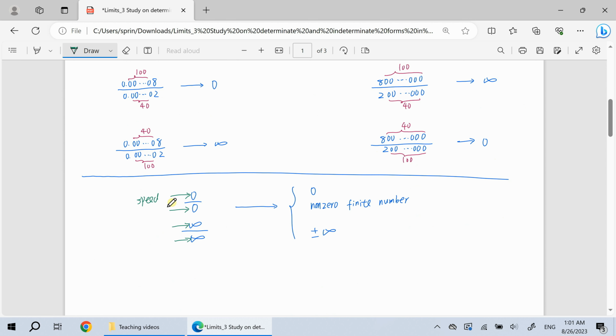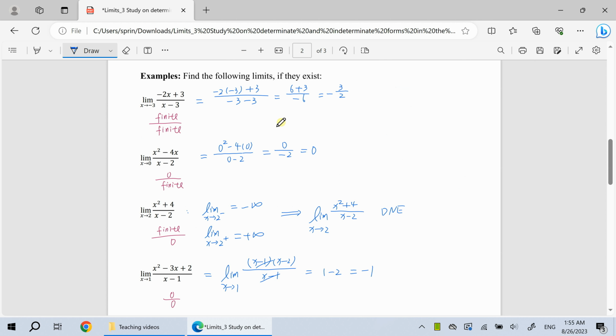Now let's do a summary. Follow the speed of approaching 0 or infinity. The limit will result in 0 or a non-zero finite number or positive or negative infinity. Let's have a look at these examples.